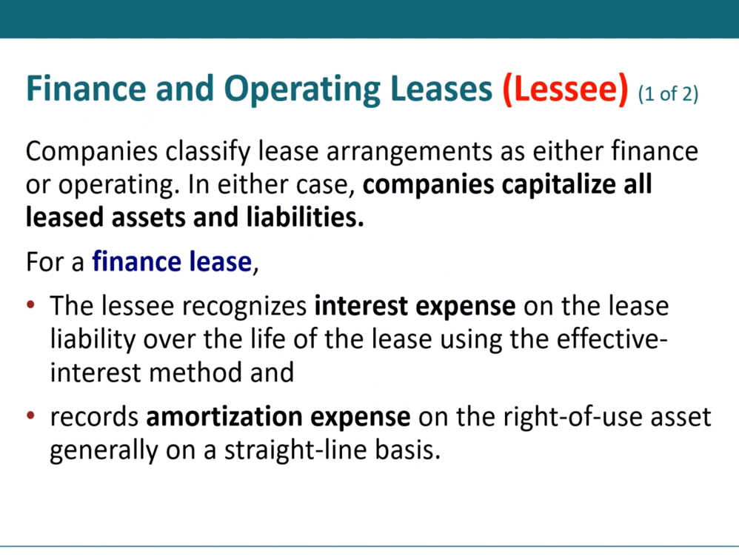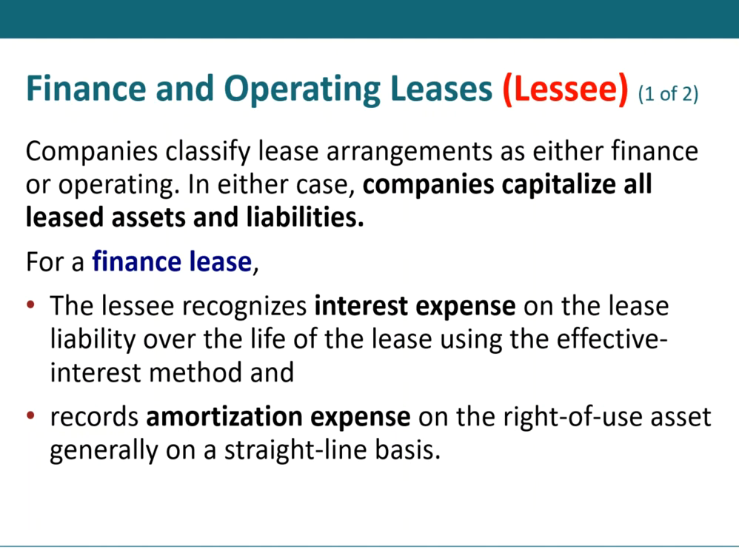Under GAAP, we classify leases into two broad types: finance leases and operating leases. In either case, companies capitalize all leased assets and liabilities. And again, capitalize means record on the balance sheet. For a financing lease, the lessee will recognize interest expense on the lease liability over the life of the lease using an effective interest method. In other words, we're simply treating the lease as a different type of financing, and we would record interest expense on a loan, and we'll record interest expense on a finance lease.